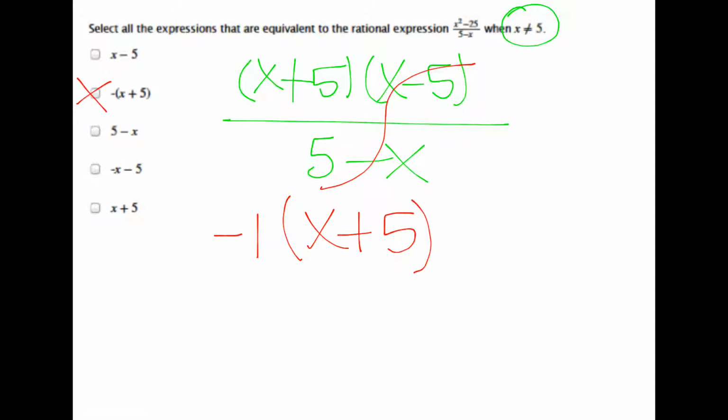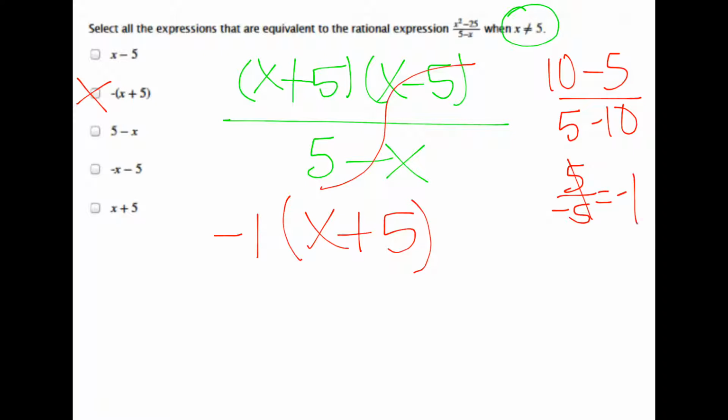The reason it's negative 1 is if you actually think of them, like, let's say you plug in 10. On top, you'd have 10 minus 5. And on bottom, you'd have 5 minus 10. That would cancel out to be 5 over negative 5, so that's how I'm getting the negative 1.